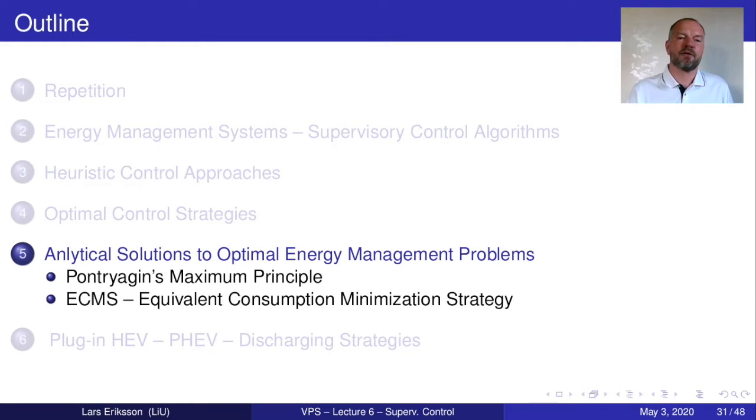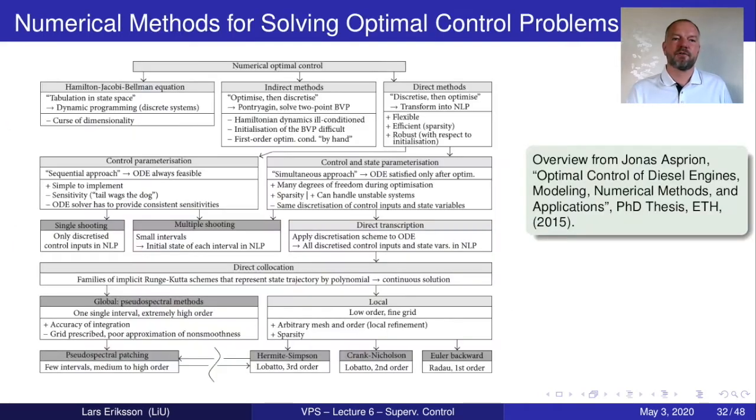And we'll turn to the theory with Pontryagin's maximum principle, and then come to ECMS, which is the equivalent consumption minimization strategy. If we look at all possible ways of solving these problems numerically, as you have understood from hand-in assignment number 2, it's more or less necessary to use computers and compute solutions numerically. And you have been working right now with dynamic programming, so you have already covered that one, and we will now cover this part here where we're using methods that are called indirect methods, where we're using Pontryagin's maximum principle to solve this problem.